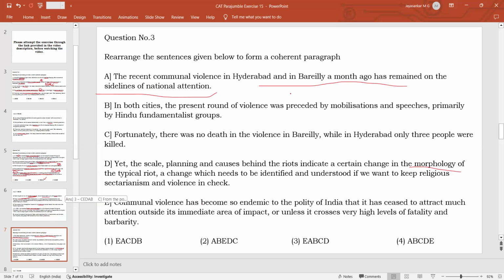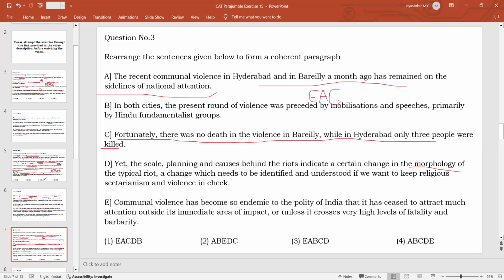So you can say that this sentence talks about how communal violence has become endemic or typical to the politics of India, and is not attracting attention unless the number of deaths or the violence is very huge. And the recent violence in Hyderabad has remained on the sidelines. Why did it remain on the sidelines? That is where C comes in. Fortunately, there was no death in the violence in Bareilly, and in Hyderabad only 3 people were killed. So this becomes a good sequence.